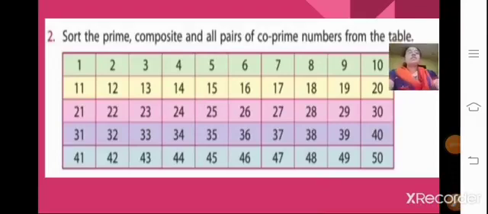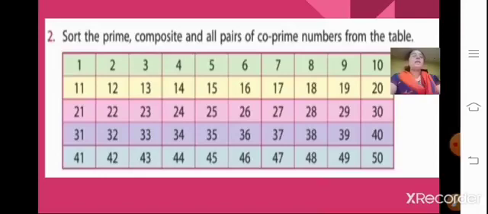Here, sort the prime, composite and all pairs of co-prime numbers from the table. Now children, you don't have to draw this table. You just have to see this table. We have already learned about prime numbers, what are prime numbers, what are composite numbers and what are co-prime numbers. Now the numbers are given in the table. Seeing this table, you have to just sort out all the prime numbers.